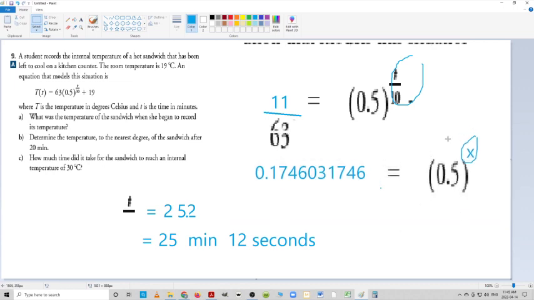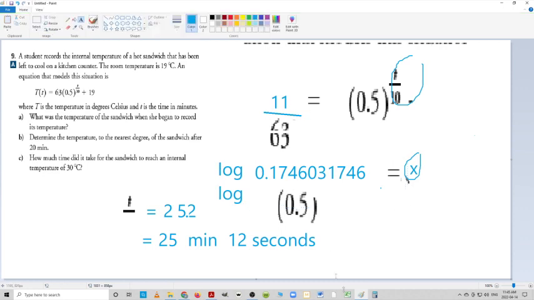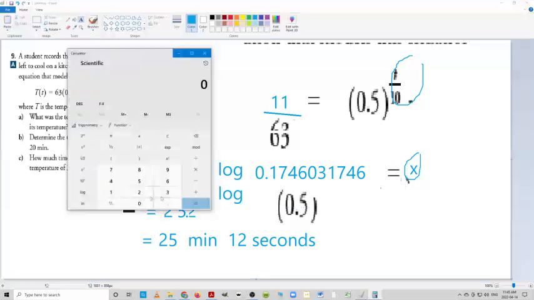I'm going to take the log of both sides. So this is going to come down. And I'm going to get an exact one. It's going to be the log of this divided by the log of that. And I'm going to use this fraction up here. So I'm going to take 11 over 63 to get very accurate. I'm going to take the log of it, and I'm going to divide it by the log of 0.5. And this is going to be my x.